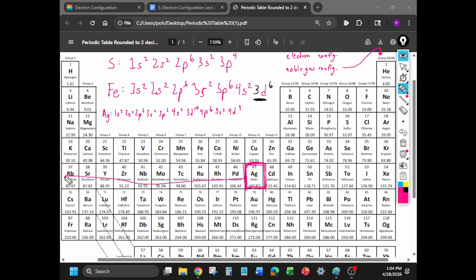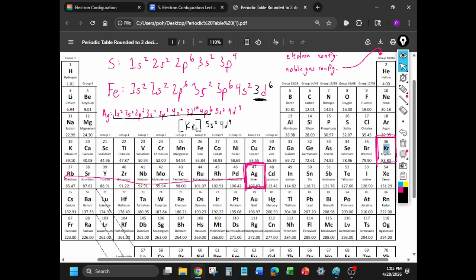So we go all the way back, and the noble gas right before Ag is krypton right here, right? So instead of writing all the stuff up to krypton, we can abbreviate everything before the 5th row. So all of this, and we can just write in brackets Kr. And then we just copy down what's in the 5th row. So 5s2, 4d9. And that's it. That is another way to write the electron configuration. A lot easier. Just skip to the noble gas, write it in brackets, and then just do the row that the element is in.